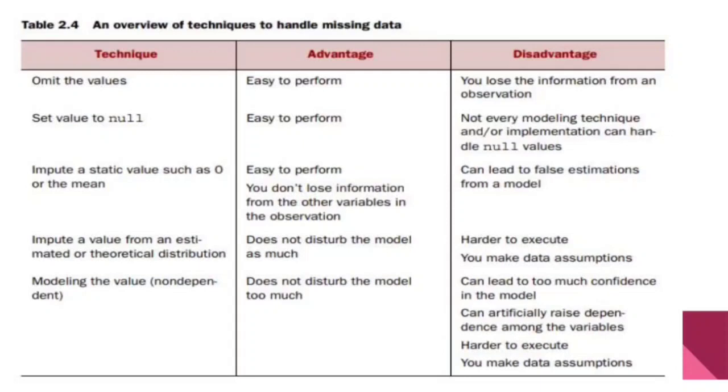Third one, impute a statistic value such as 0 or the mean value. For example, we have a column named age. In the column age, some of the values are missing. In those cases, we put the value 0 or we take the average of the age. This is easy to perform and we don't lose information while processing. For the disadvantages, it can lead to false estimation from the model. For example, maybe the value of a person's age is not the exact value or is exceeding the value.